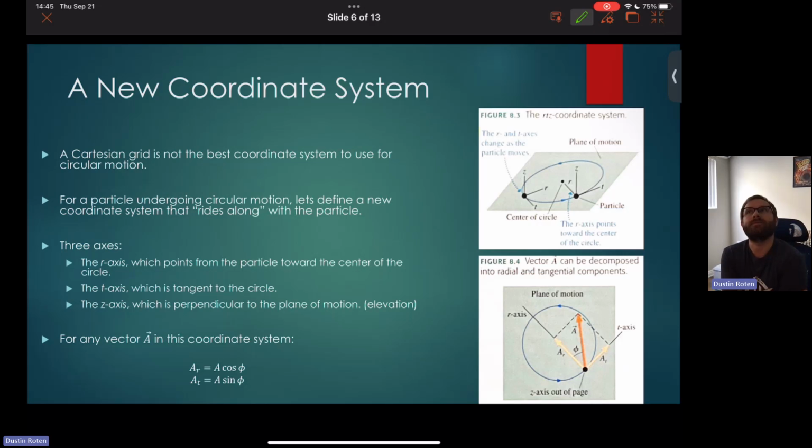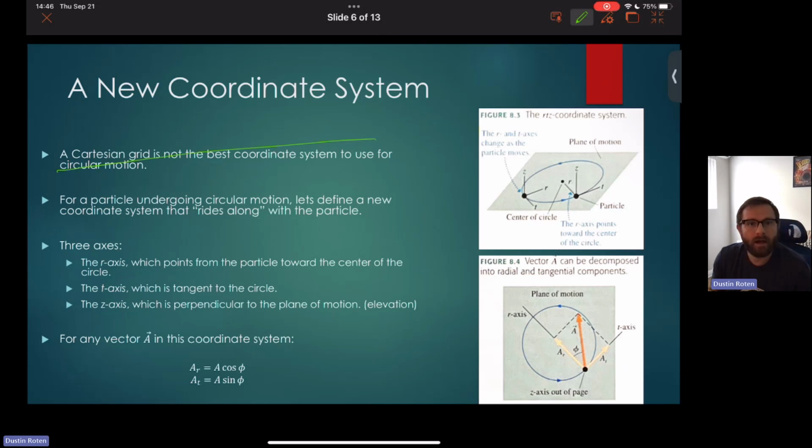All right, so to move on to circular motion, we actually need a new coordinate system, because you can imagine trying to talk about x and y coordinates on something that's spinning, like a CD or a disk or something. So let's think about a new way to set up these problems. So we have a Cartesian grid, which is not the best. Let's move on to maybe this thing here, which is just an RTZ coordinate system. So let's just get rid of the Cartesian grid completely.